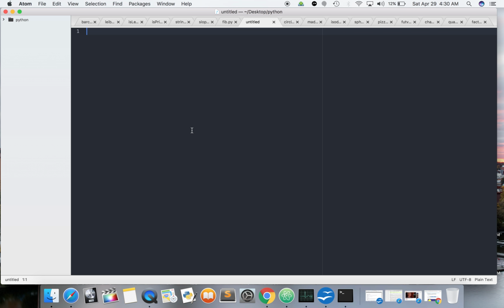All right, here we go. So, page 76, chapter 3, computing with numbers, programming exercises. Number 7, write a program that accepts 2 points and determines the distance between them.